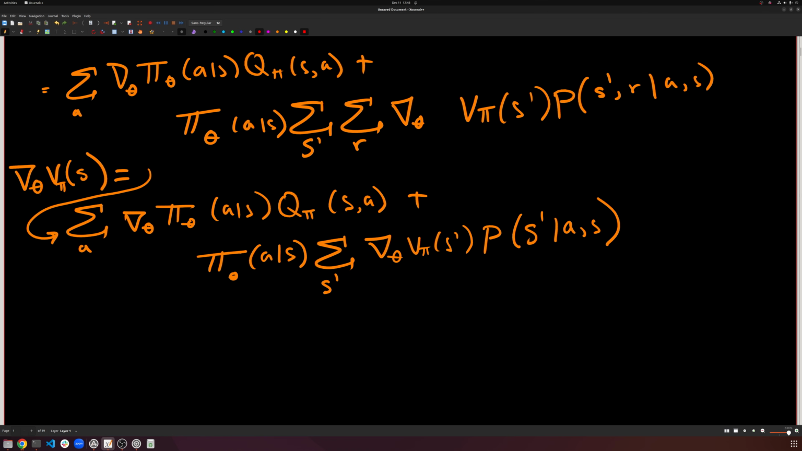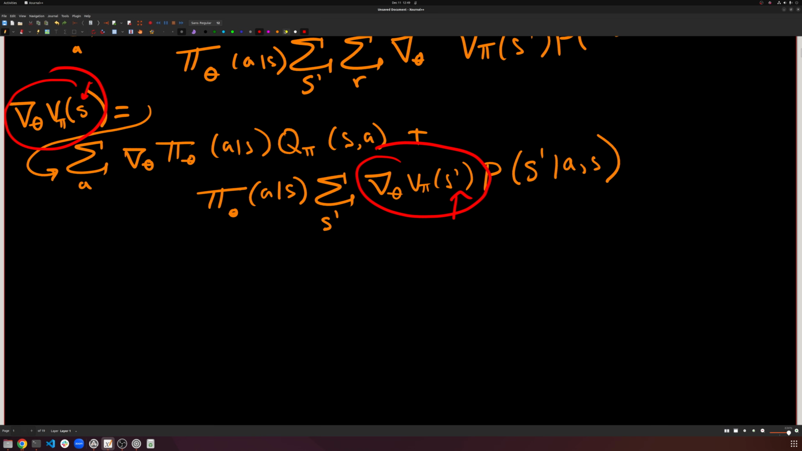And notice the recursion: the derivative of the value function at some specific state depends on the derivative of the value function at the next state, which makes sense. The value function was recursive, the way we've always defined it, so of course the derivative will maintain that recursion. And we could unroll this, rewrite this expression over and over again and try to extract some pattern, but that honestly makes it very, very messy.